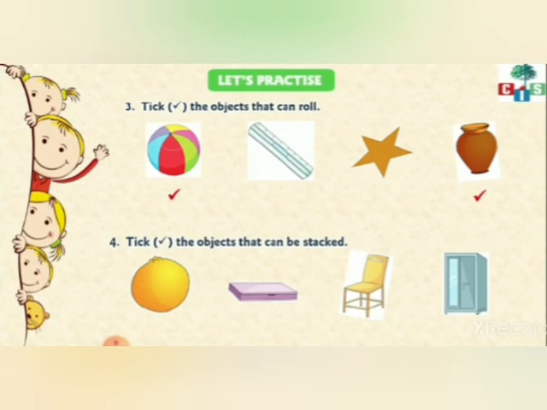Take the objects that can be stacked. If you look at the first object, it cannot be stacked. The second one, yes. So we will put a tick mark under it. See the third one? No. And the fourth one? Yes, it can be stacked. So we have put the tick mark under the objects that can be stacked.